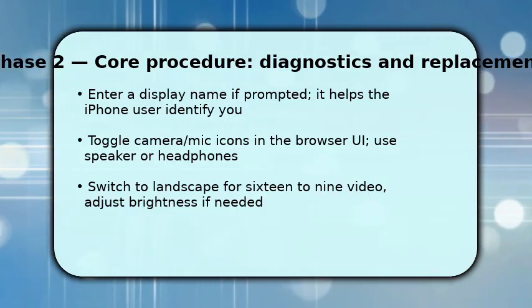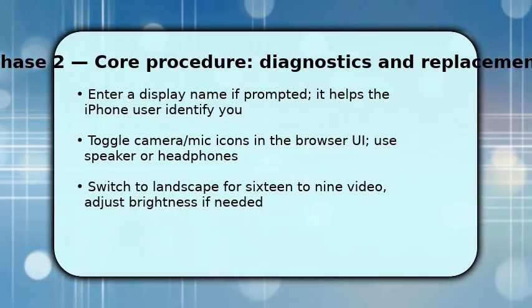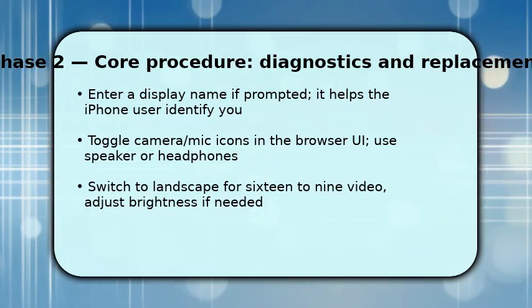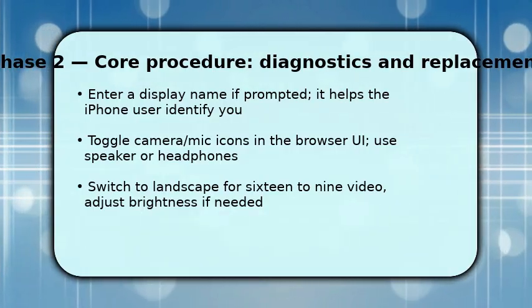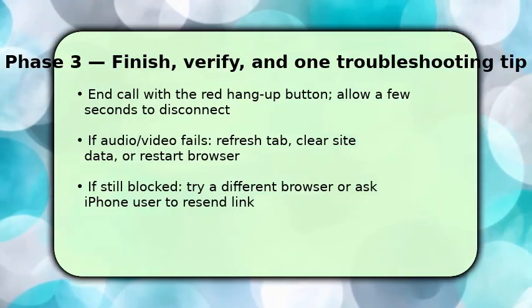This fixes feedback fast. For better framing, rotate to landscape for a 16:9 aspect ratio and use the browser's camera settings to adjust exposure or brightness if faces look dark. To finish, press the red hang-up control and wait a moment for the session to close. Abrupt app kills can leave media streams stuck.